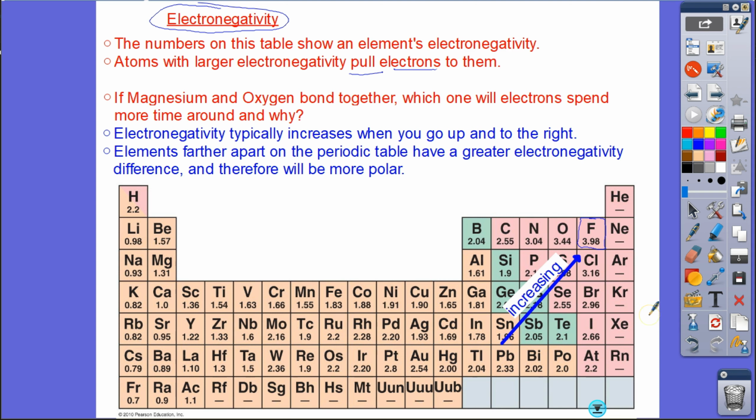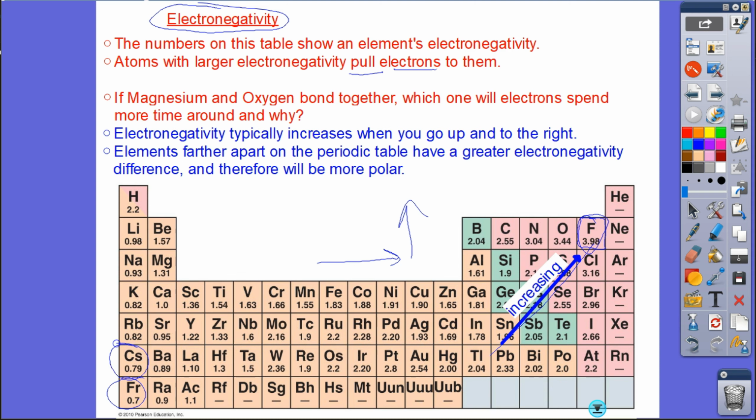And francium is on the bottom left. It's got one of the lowest electronegativities of all the other atoms. Those are kind of the two extremes. Typically the numbers increase as you go to the right and as you go up. So up and to the right, you have an increasing electronegativity. So if you look at the numbers, they're larger over here on the right side and they're smaller over here on the left side.